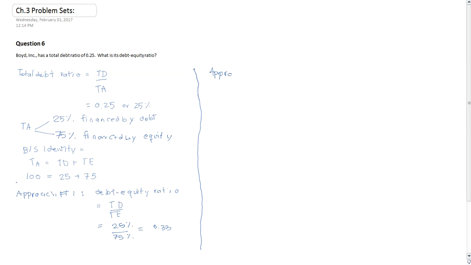That's the first approach to find debt to equity ratio, which is very simple and easy. You can also do it by another method, approach number 2. It's a little bit more difficult, but it's just not that bad. It just takes a little bit more time. So with approach number 2, let's start again with what we were given. So we have total debt ratio equal to 0.25. And we know that total debt ratio comes from total debt divided by total asset, right?